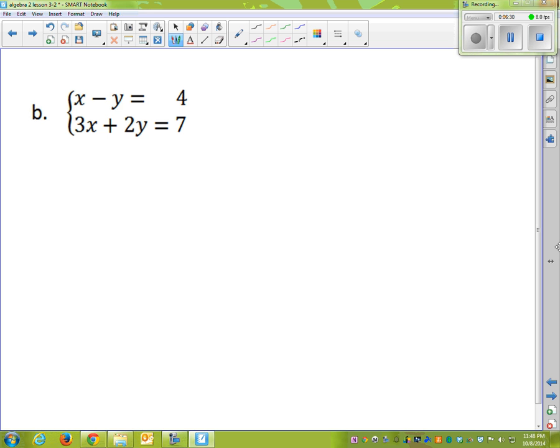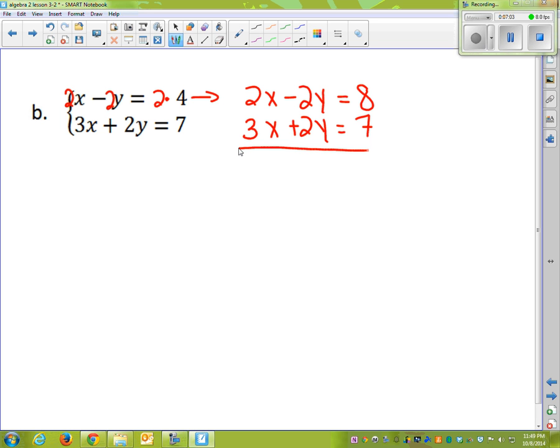But what I can do is if this y was 2y, then they would cancel each other out. I can do that legally as long as if I multiply this by 2, I multiply everything in that equation by 2. So that top equation becomes 2x minus 2y equals 8. The bottom equation doesn't change. And now I can add the two together, and the y's are eliminated.